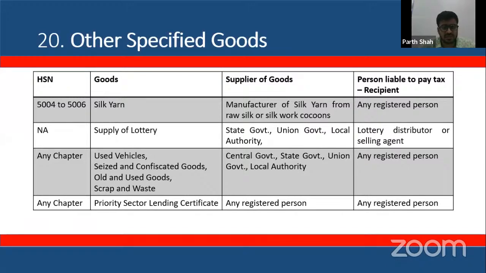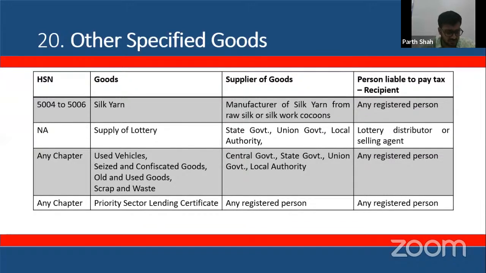mechanism. Again, another entry with respect to central government, state government, union government, local authority, when they are discarding any used vehicles or selling off any seized or confiscated goods or disposing scrap and waste. In those cases also, the government will not pay tax, but the recipient, the registered person who is receiving such goods from the government, is expected to pay tax under reverse charge mechanism.